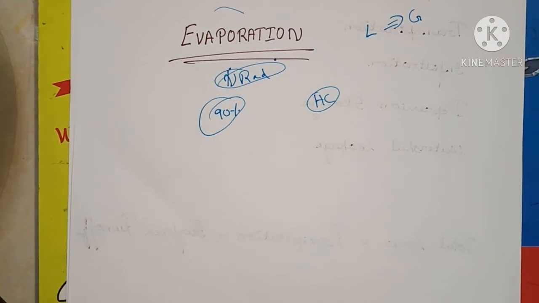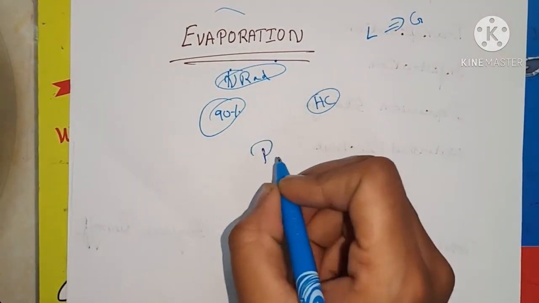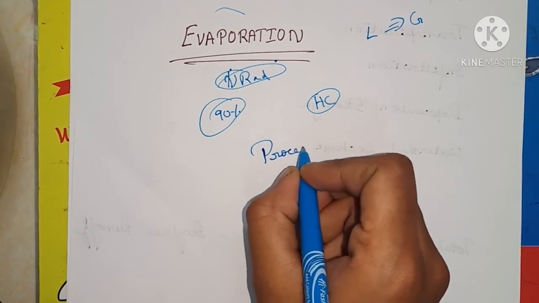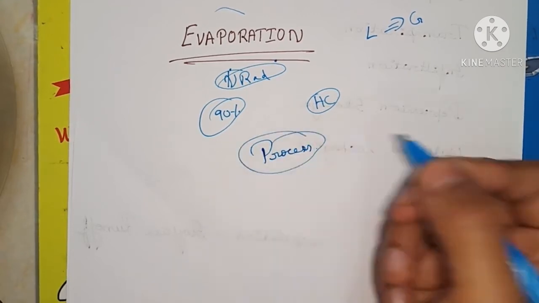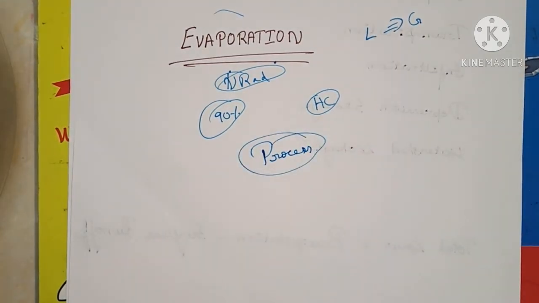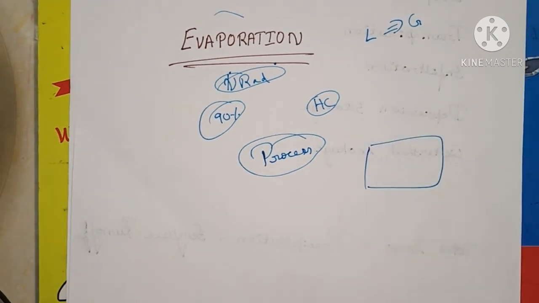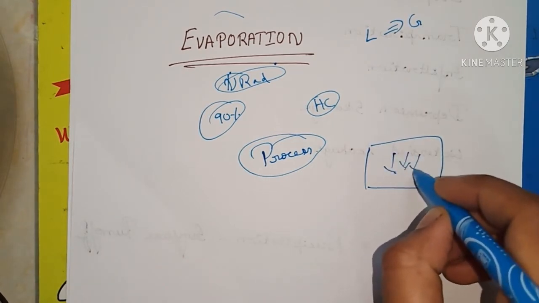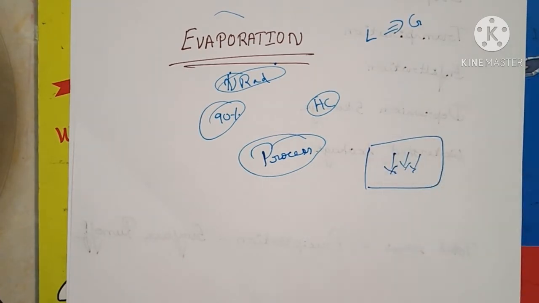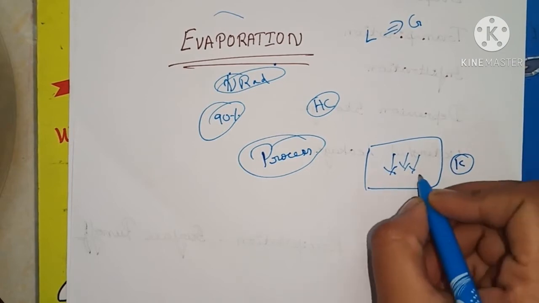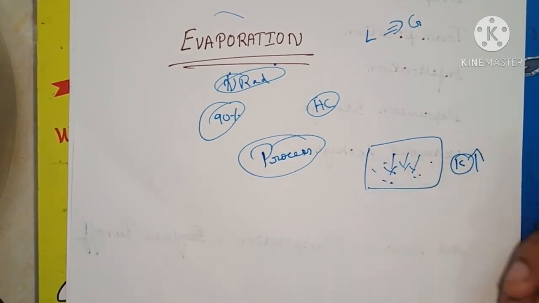We got to know what evaporation is. Now we will see the process of evaporation. Consider a water body which has a flat surface. By supplying some external thermal energy to that water body, the kinetic energy of the water molecules will increase. The kinetic energy of the water molecules here will get increased.